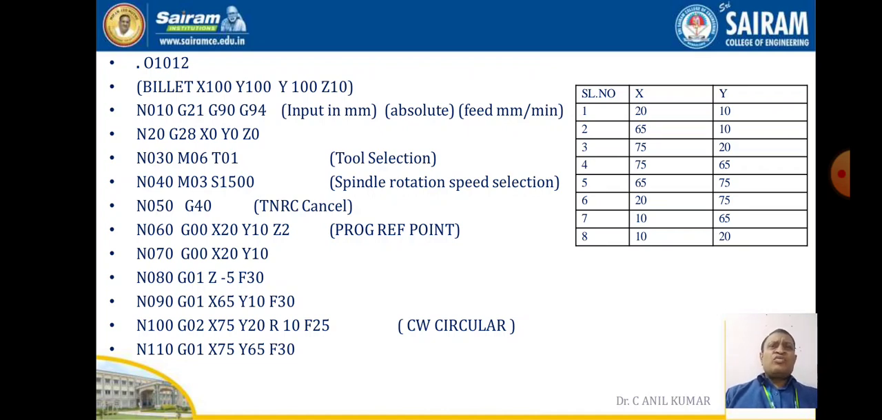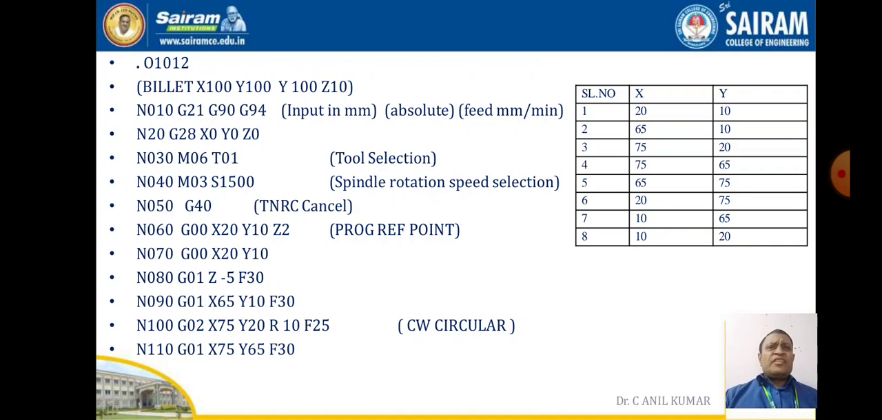Tool nose radius compensation cancelled means we are not selecting either the left side or the right side. It is moving exactly on the center of the tool itself. For that reason, we consider it as G40.